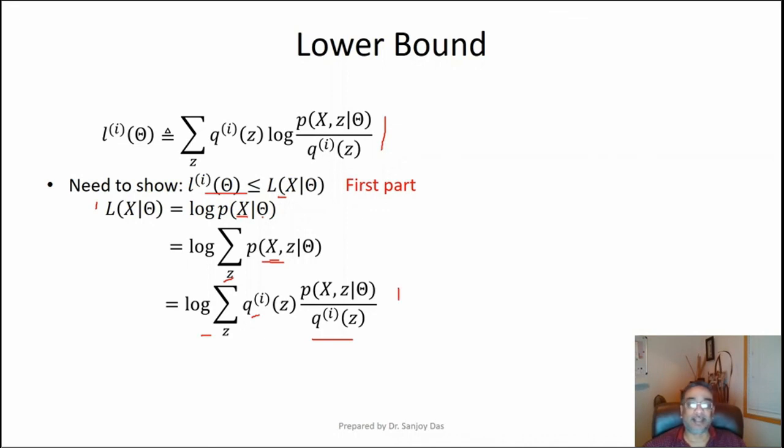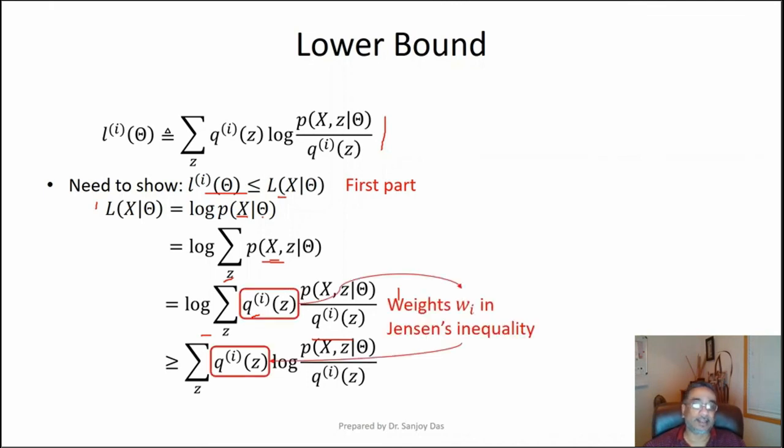Now I'll apply Jensen's inequality. Treat these as the weights. So the log of the summation of w_i x_i is greater than or equal to the summation of w_i log of x_i. That's Jensen's inequality, and so this is what we get.